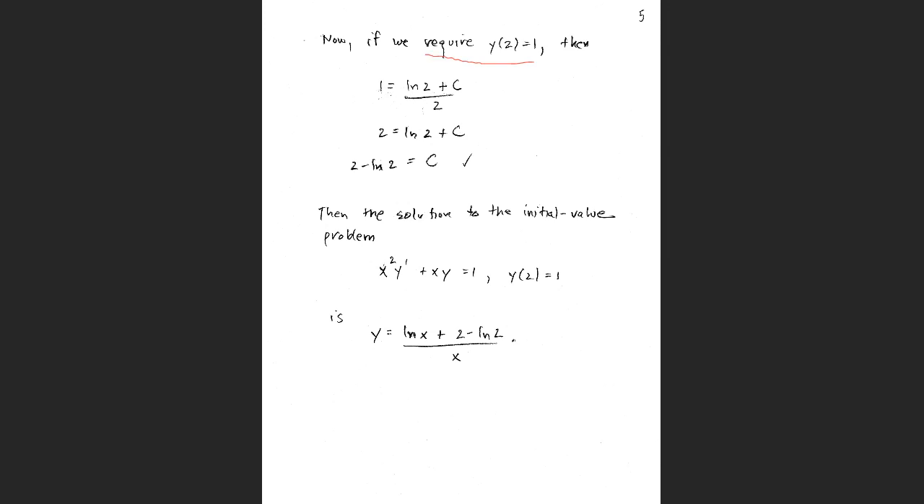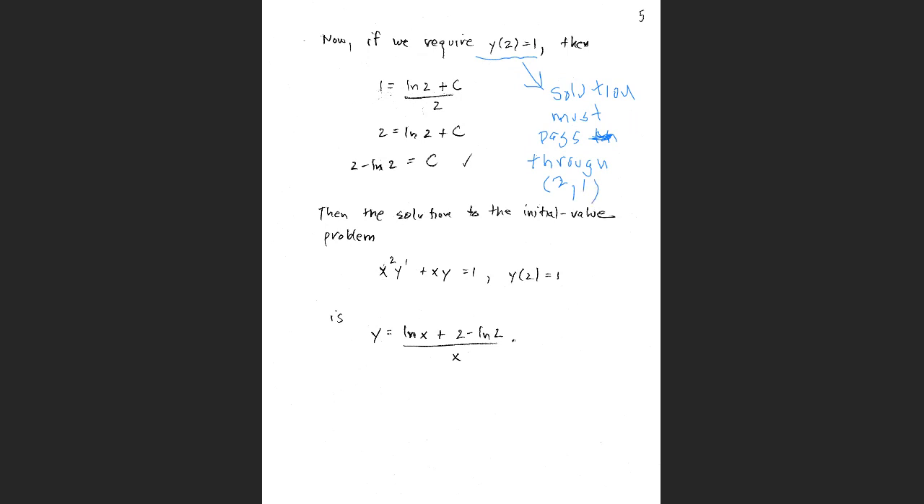If we require that y of 2 equals 1, another way of saying that is the solution must pass through the point (2, 1).